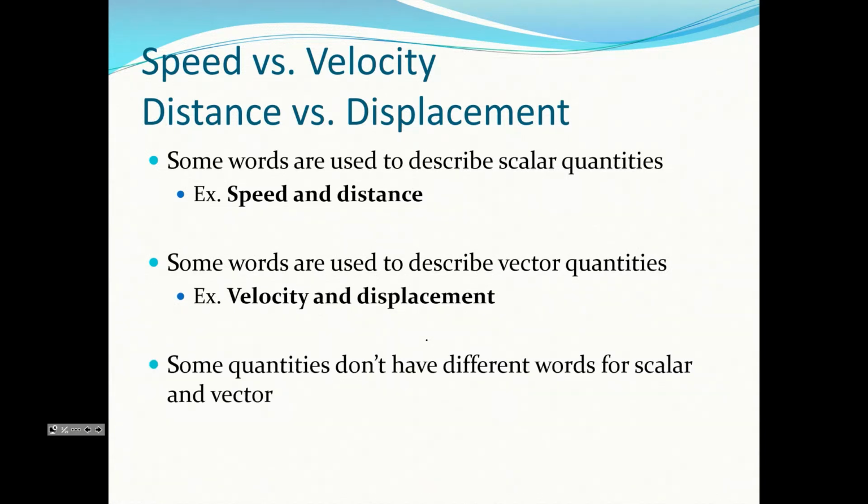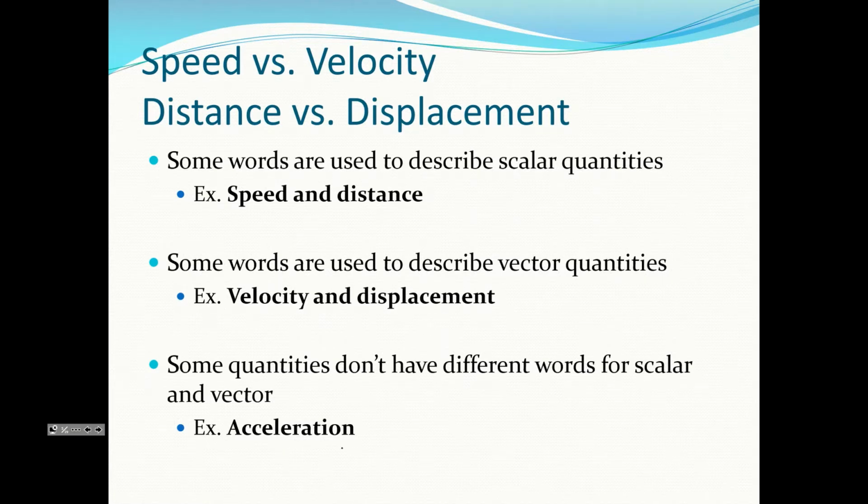So some quantities don't have different words for scalar and vector. Acceleration, sometimes we want the scalar quantity of the acceleration. Sometimes we want to know, what's your acceleration? Is it 8 meters per second squared? Cool. But sometimes we want that direction as well. So acceleration doesn't have 2 separate words.